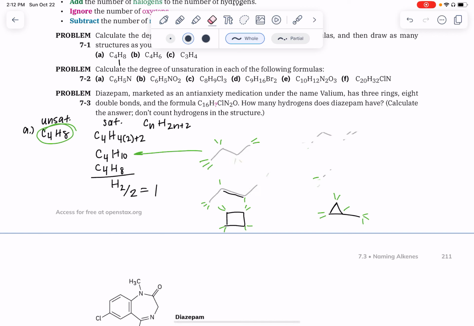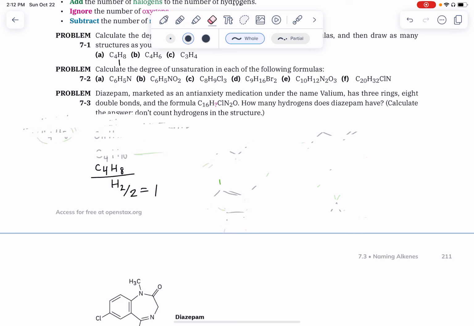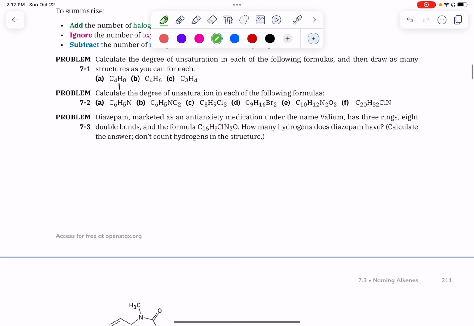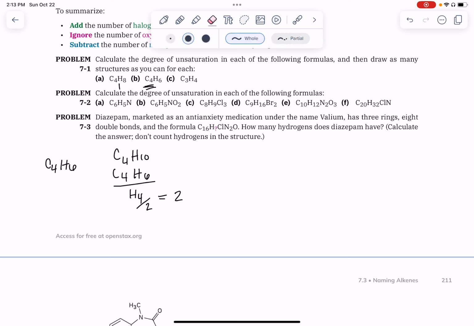Okay, so let's work on the next one just to get the degrees of unsaturation, and then we'll move on to the next questions. Here we've got the same C4. So C4H6 now. We just said that C4 gave us H10 when it's saturated. So we can go ahead and subtract that 6, giving us H4. Divide that H4 by 2. That gives us 2 degrees of unsaturation. So letter B is 2 degrees of unsaturation.